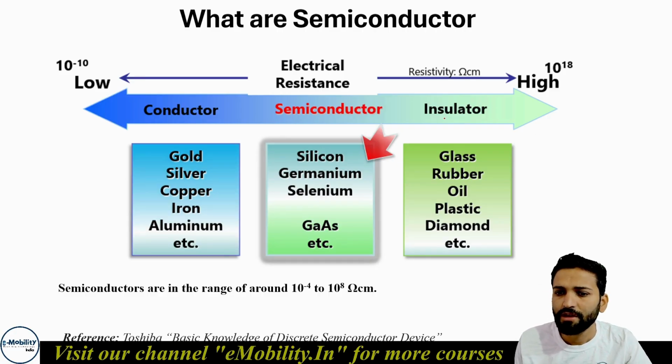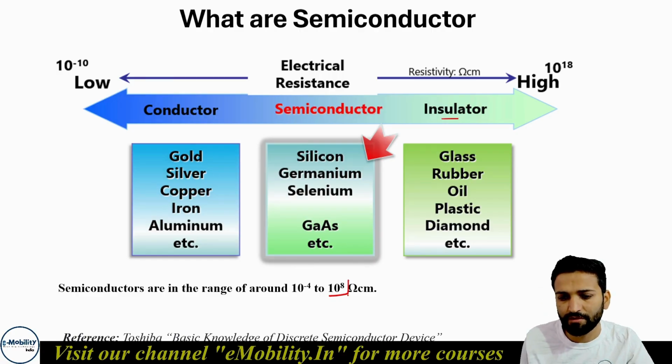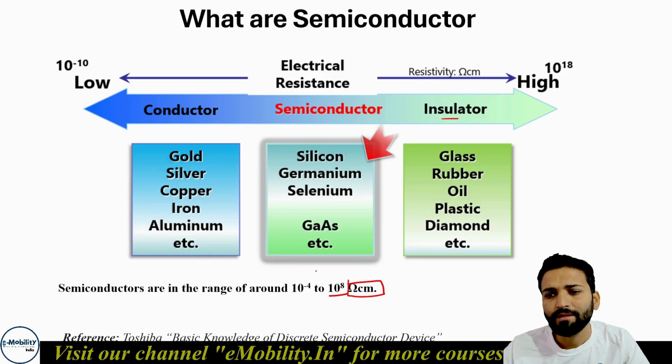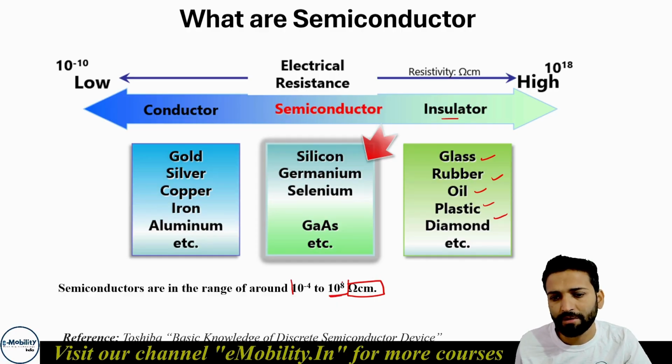For an insulator, any material which has a resistivity of more than 10 to the power 8 ohm centimeter, this is the unit of resistivity, qualifies as an insulator. For example, glass, rubber, oil, plastic and diamond are all insulators. Anything between 10 to the power minus 4 ohm centimeter and 10 to the power 8 ohm centimeter qualifies as a semiconductor. These are silicon, germanium and selenium.